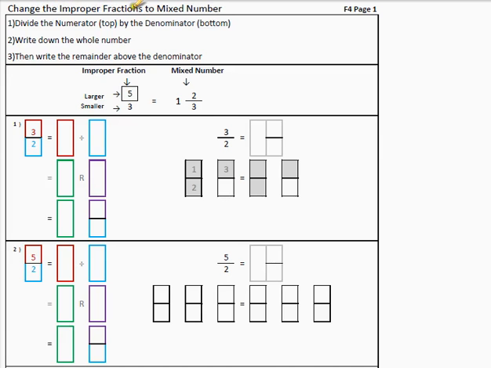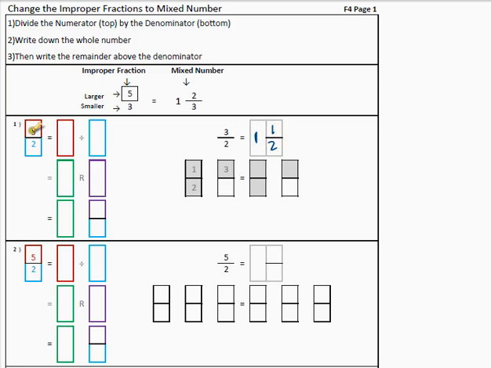Change the improper fraction to mixed number. So what is an improper fraction? The top number is larger than the bottom number. It's top heavy. A mixed number is a whole number and a fraction together. If we look at 3 over 2, we've got 3 halves, 1, 2, 3 halves. Can you see that that is 1 whole and a half? So it is 1 and a half.